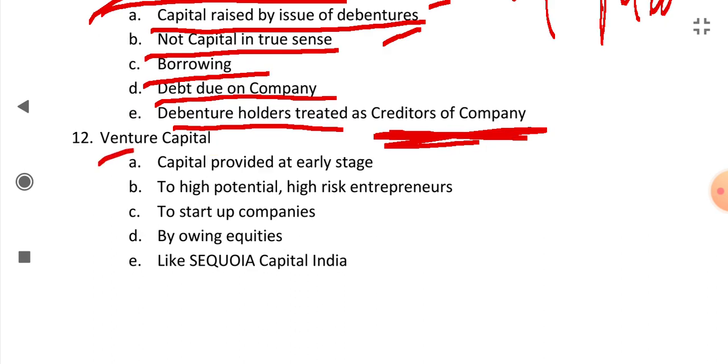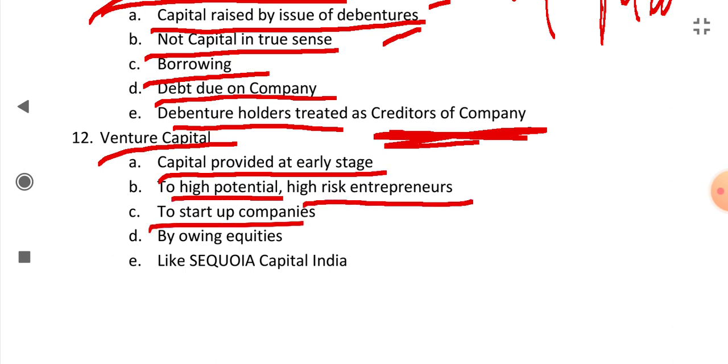What is venture capital? The capital provided at an early stage to high potential and high risk entrepreneurs for their startup companies in exchange for equity. This is known as venture capital. Companies like Sequoia Capital India provide venture capital to startup companies.